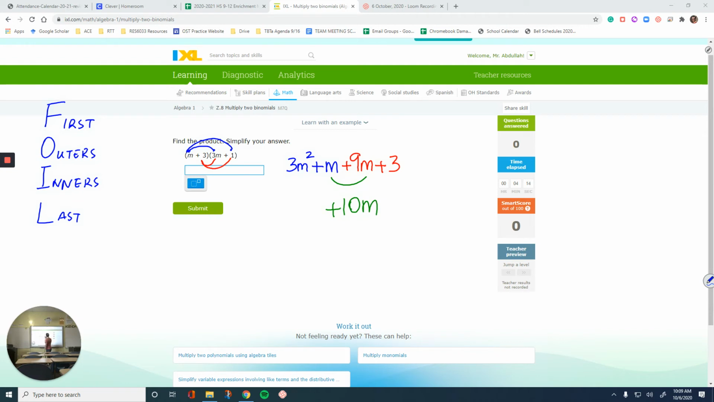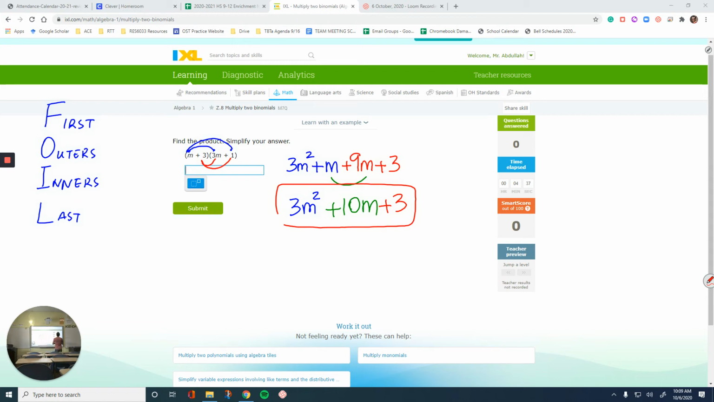The first term is 3m squared. The last term is positive 3. So this right here would be my final answer. Okay? So you might want to write down this method because I've known a lot of seniors still using this FOIL method. They just put it down and then do FOIL.